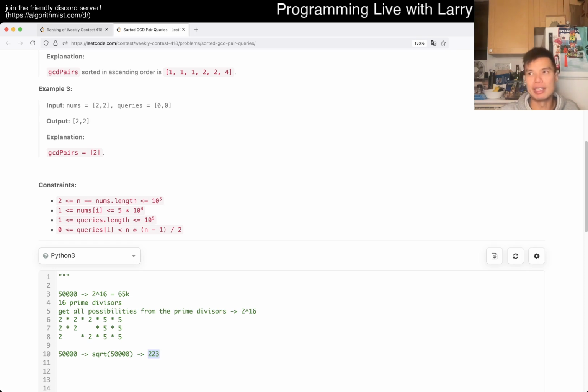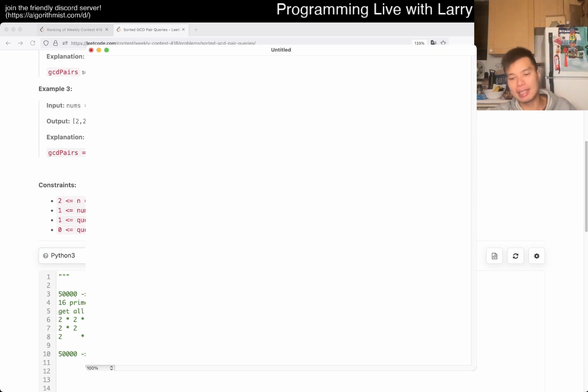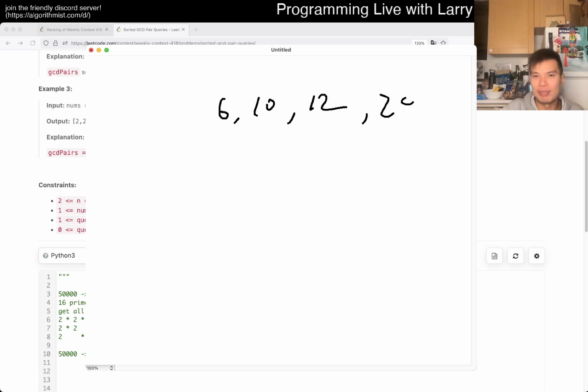Another part that I think about is that, remember, in this problem we don't want the greatest divisors, we want the greatest common divisors, right? This is the part that I struggled with a bit during the contest. I'm just going to bring up the whiteboard, right? What I mean by that is, let's say we have the number 6, and actually let me use some real numbers. Let's say we have 6, 10, 12, 24, 20, right?